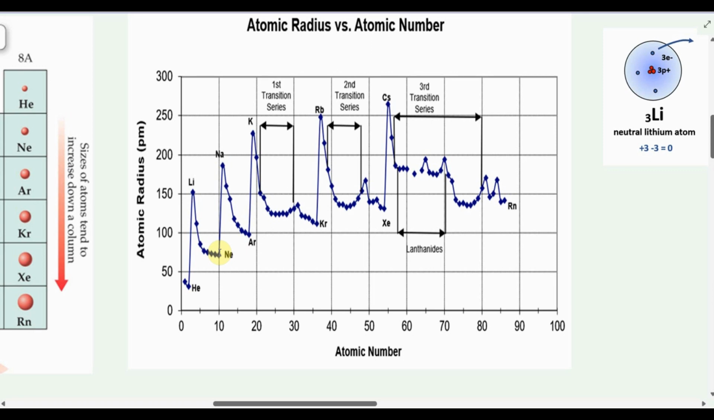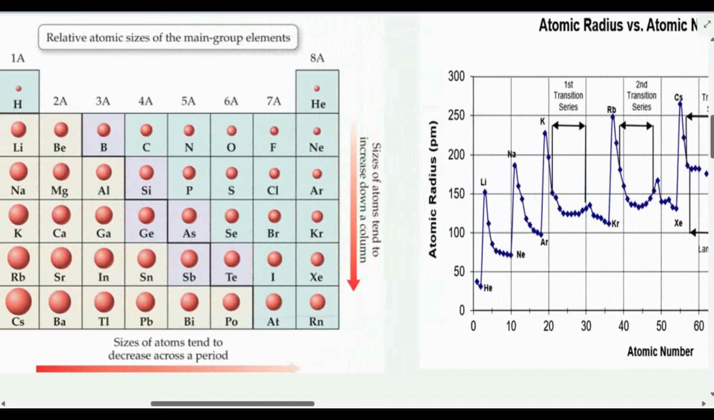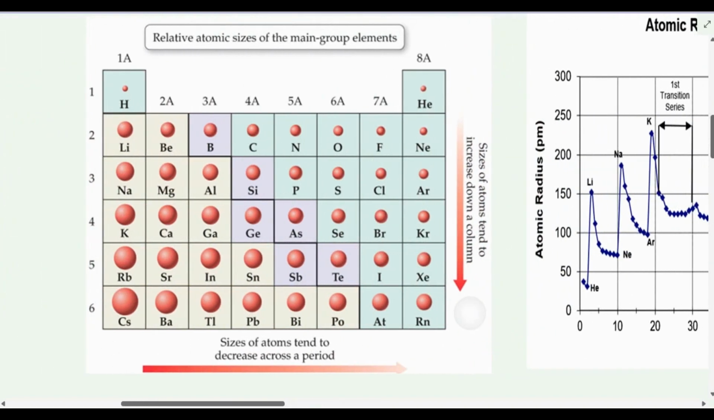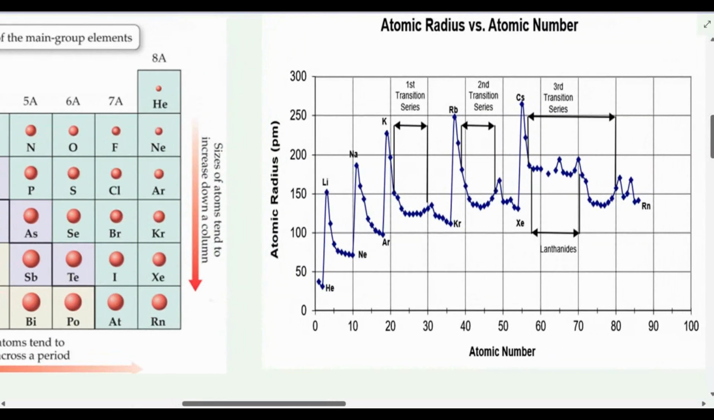The next electron goes out in the third shell, and sodium takes a big jump in size. Then moving across the third period, it shrinks again. So this is exactly what we saw in the images on the left, except now we're plotting it on a graph. And it's true across all 7 periods of the table. So why would that be?